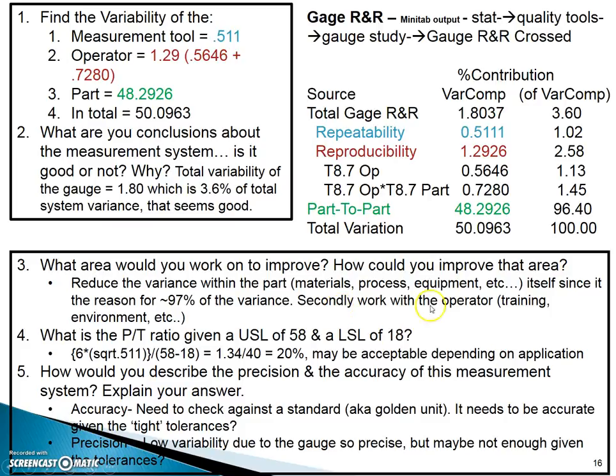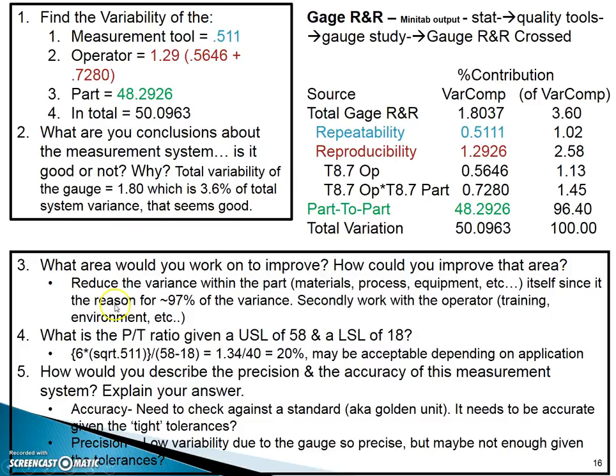Secondly, I would work with the operator, because that's the second highest component, right? 2.6% versus 1% for the tool itself. So 2.6% is due to the operator part interaction. So maybe there's some training for the operator, maybe the environment is distracting or impacts their ability to reduce variability. So I'd look at that.